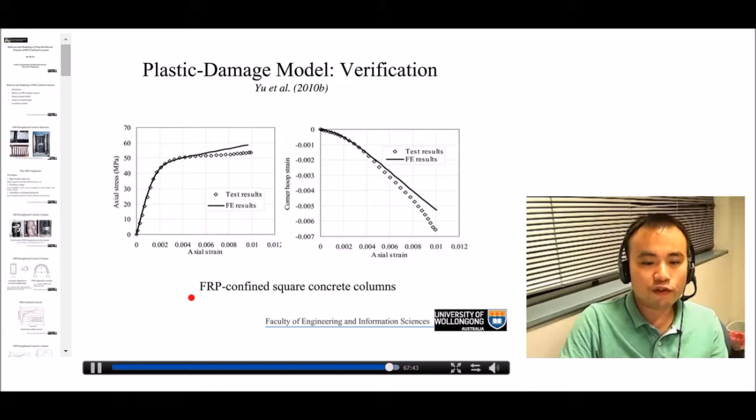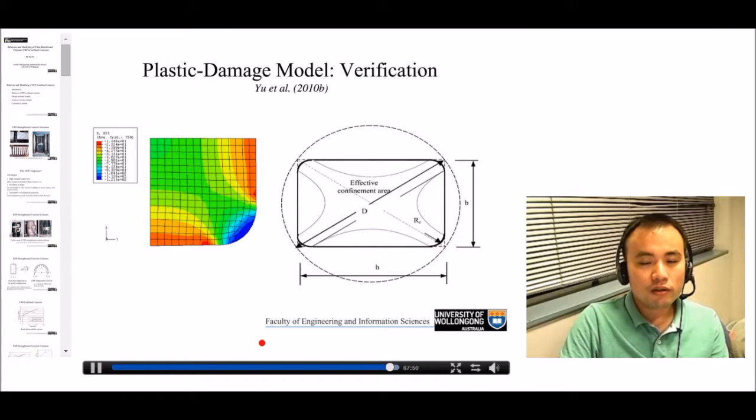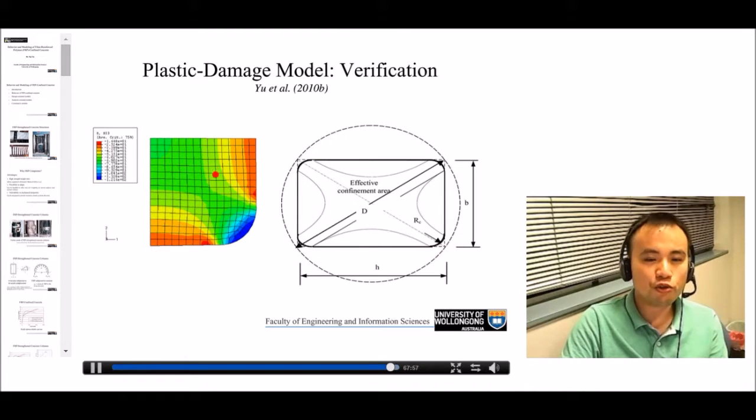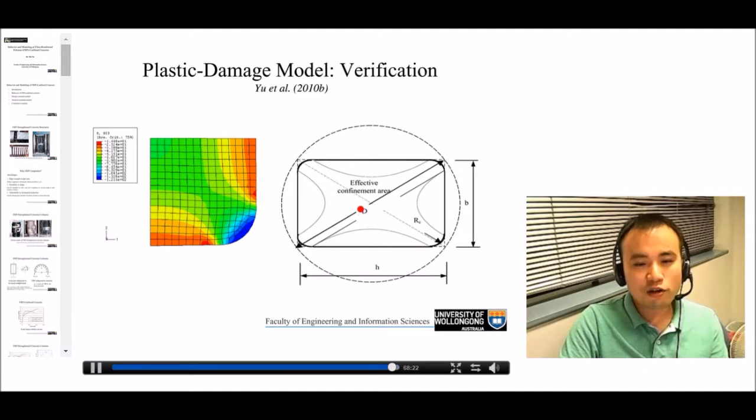And these are the predictions for FRP confined concrete in square columns. Again, the predictions are very reasonable. Not only that, the beauty of the finite element model is that we can predict the stress distribution over the cross section. So this is the case for FRP confined square columns. You can see the stress distribution. Green represents higher axial stress, blue represents extremely high axial stress, and red represents low axial stress. Interestingly, this pattern is very similar to what people have assumed for the effective confinement area, which means this assumption used in many design models makes sense.